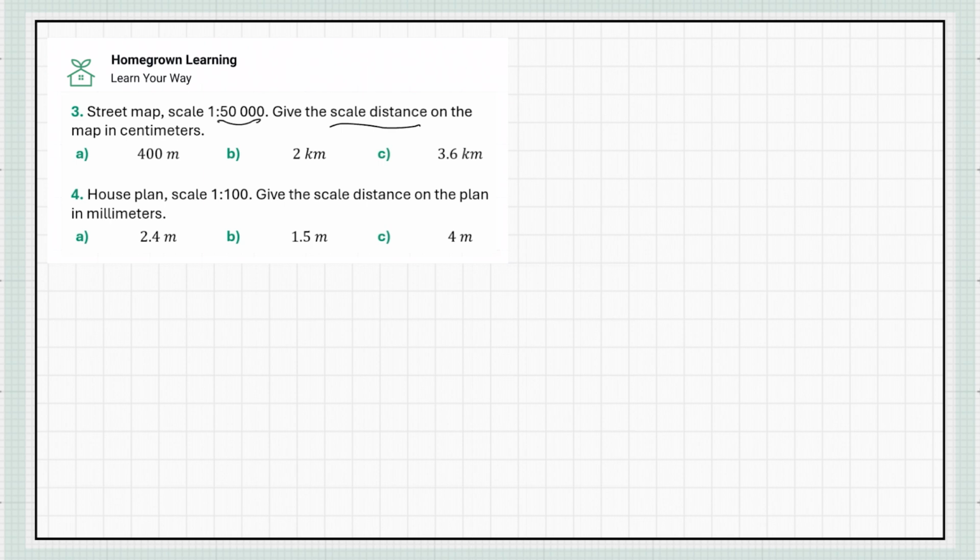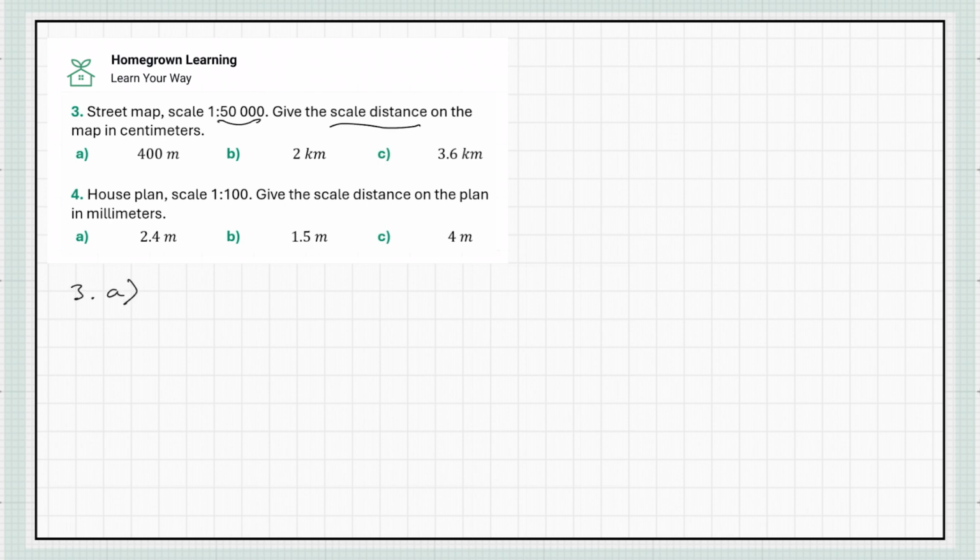So in a street map, the scale is 1 to 50,000. That means one unit of whatever is scaled up 50,000 times, or represents 50,000 times what the initial scale is. So if we have 1 centimeter, then 1 centimeter on the map is 50,000 centimeters in real life. So let's get started with 3A.